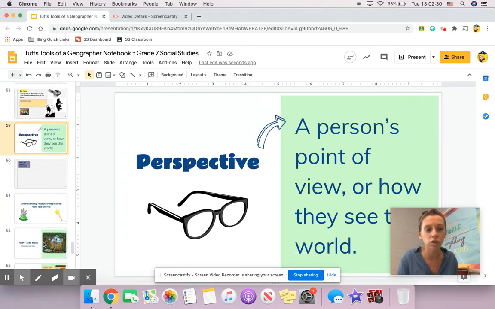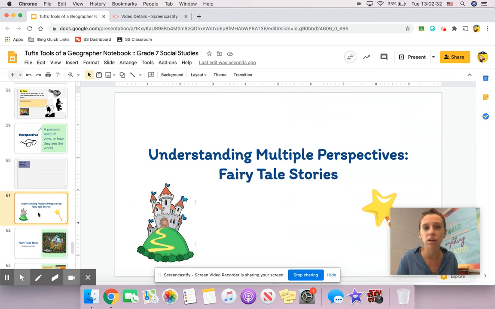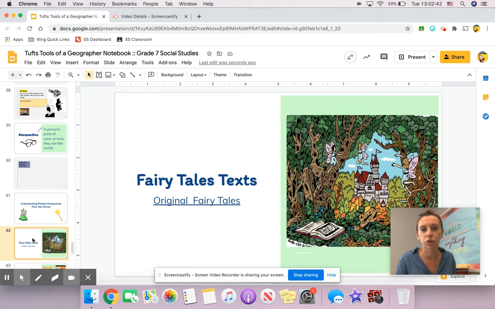So, what you're going to do for this lesson is we're actually going to look at multiple perspectives with fairy tales. And maybe you've heard of some of these before, maybe you haven't. If not, we're going to learn about them all together. So, what you're going to do is first look at these original fairy tales. These are, if you've heard these fairy tales before, the version that you are probably familiar with.